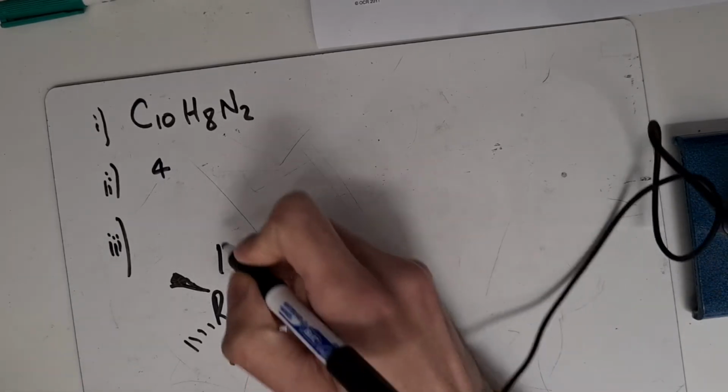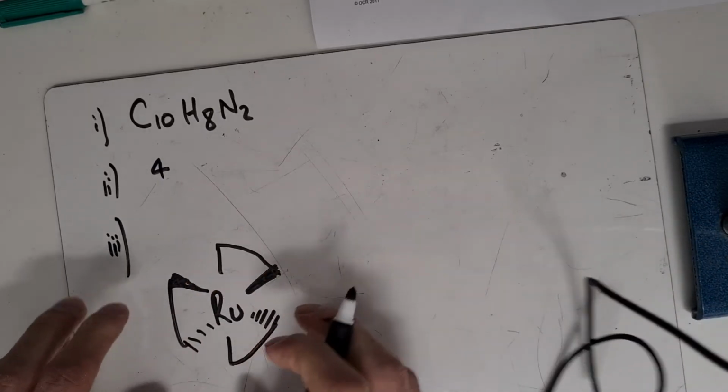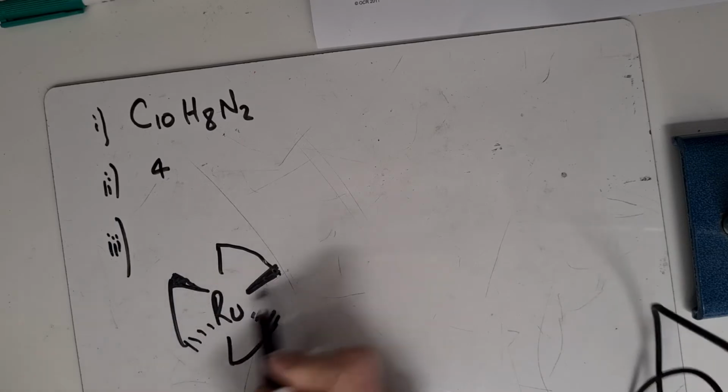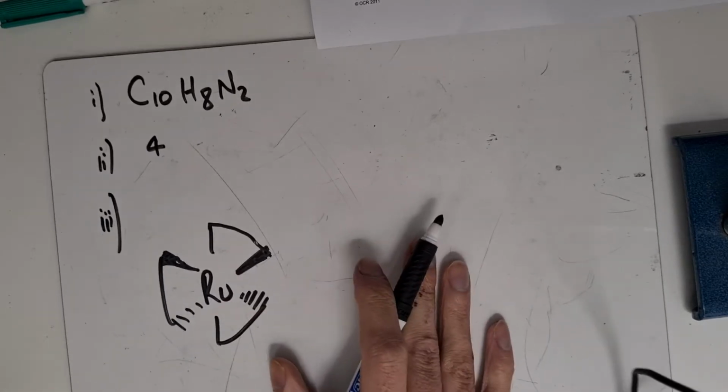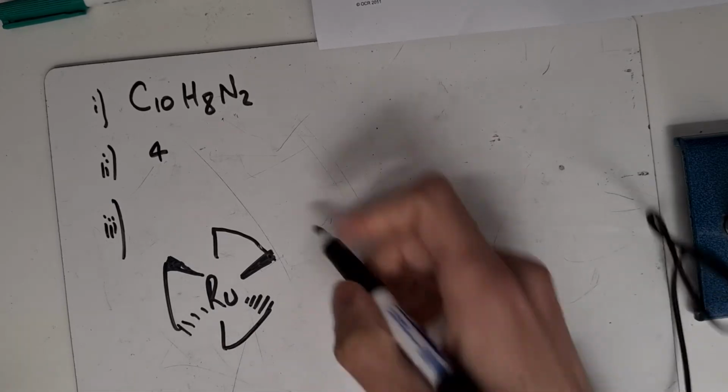So what I'm going to do is I'm just going to join this up with this one, this up with this one, and this up with this one. And that represents each of my 2,2-bipyridines attached to the ruthenium. So I've got 3 attached, each of them attached twice because they've each got those 2 nitrogens.